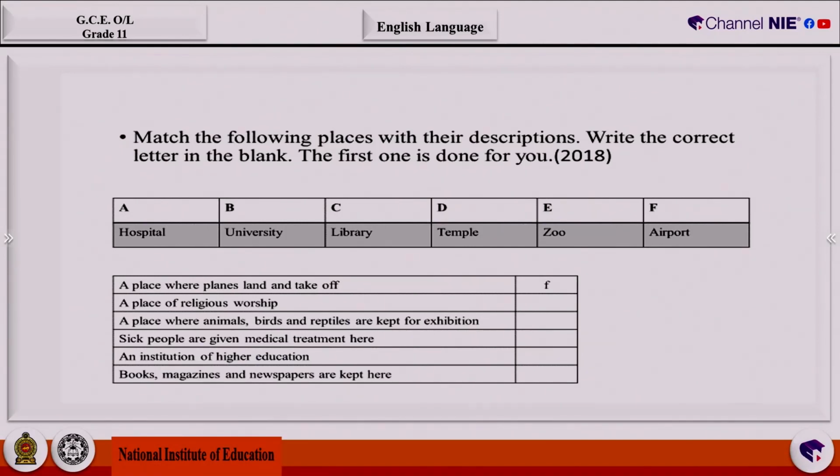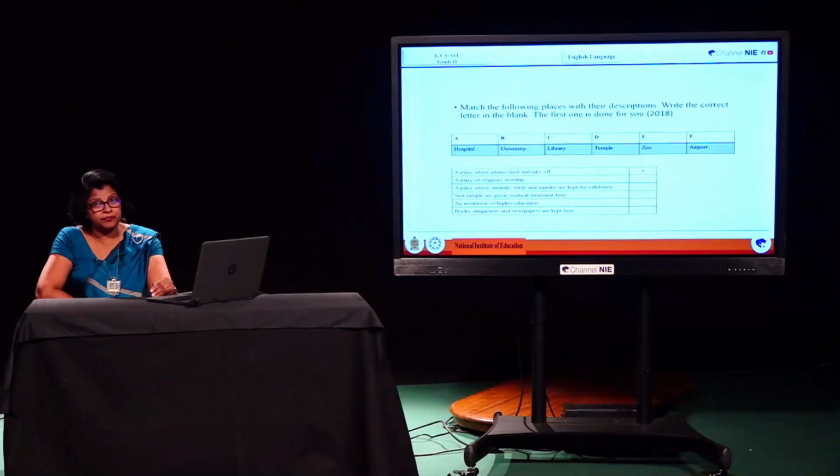So something related to education. So then definitely the place must be the university. The final one, books, magazines and newspapers are kept here, which is very easy, and you know definitely the answer must be the library. So we see that we should not need a very big knowledge of English to answer the first question. Maybe the knowledge of one word or two can definitely help you in such questions.